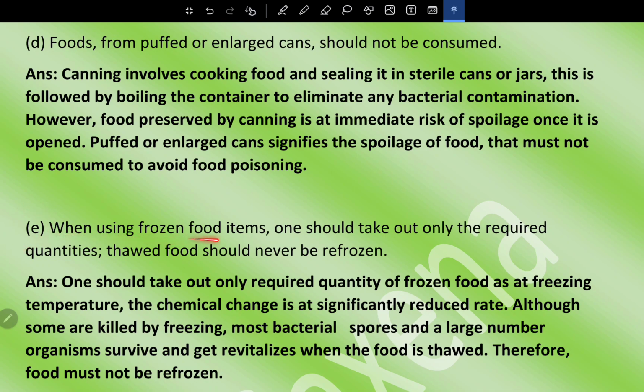E, when using frozen food items, one should take out only the required quantities. Thawed food should never be refrozen. Thawed means once taken out, it should not be put back in the fridge. So the answer is one should take out only the required quantity of frozen food, as at freezing temperature the chemical changes occur at a significantly reduced rate. Although some are killed by freezing, most bacterial spores and a large number of organisms survive and get revitalized when the food is thawed. Therefore, food must not be refrozen.